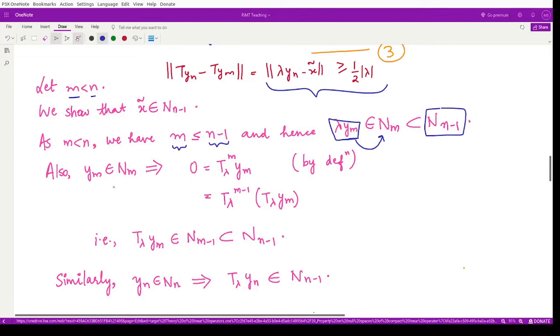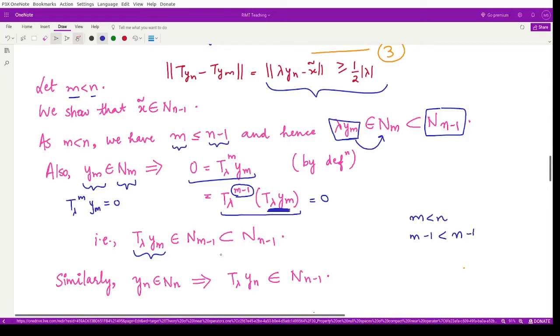Another thing, we know ym would be there in Nm, right? So when we apply the definition here, T lambda m applied onto ym would be equal to 0. So this is what we have written here, and I can write T lambda m as T lambda m minus 1 composed with T lambda of ym. So whole of this thing is equal to 0. If this is equal to 0, that means T lambda ym is contained in the null space of m minus 1, and because m is smaller than n, m minus 1 is strictly less than n minus 1. So N of m minus 1 is contained in N of n minus 1. So we have T lambda ym contained in N n minus 1. This is the second result.